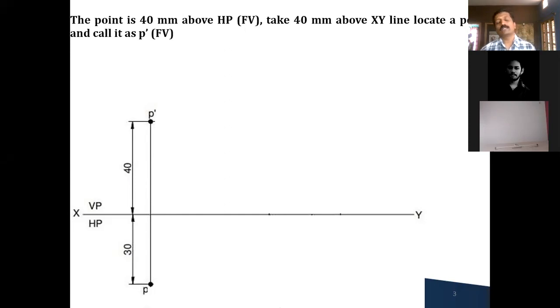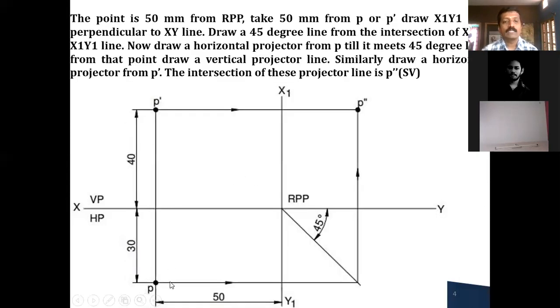Next, you read the third part of it. He says 50 millimeter from right profile plane. So the right profile plane I'll always get on the right side of me, and the left profile plane I'll be getting on the left side of me. So how to do that? The third one: you take 50 millimeter from either the p or p dash point, wherever you have marked here. So you take 50 millimeter to the right side of you, because it is the right profile plane. You take 50 millimeter and draw a vertical line perpendicular to the XY line.